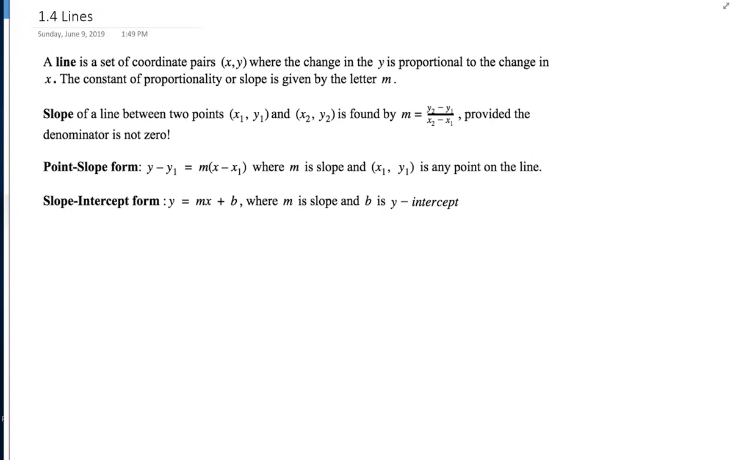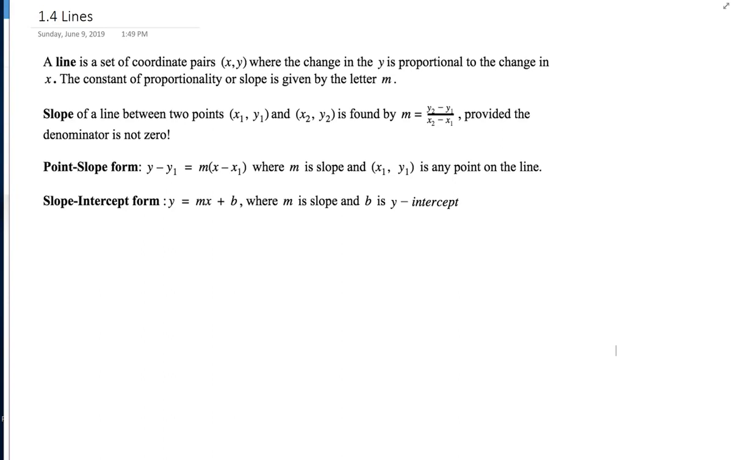Let's start with a few definitions. First of all, let's talk about a line. A line is a set of coordinate pairs x, y, where the change in y is proportional to the change in x. The constant of proportionality, or slope, is given by the letter m.